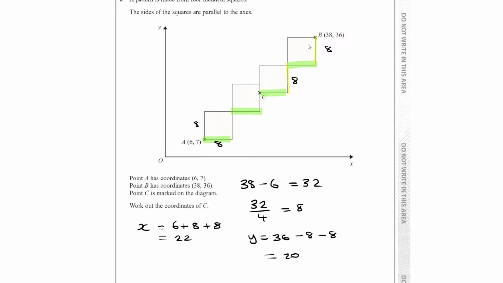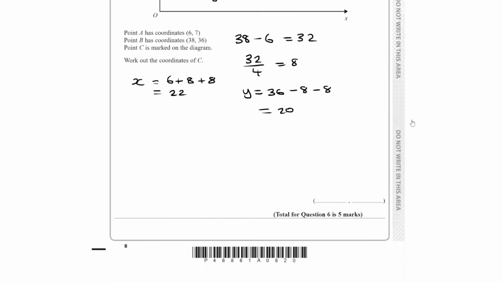So for the y one you do have to start from this side, because otherwise you don't know what the overlap is going up. So scroll down. You should get 22, 20. Yeah, 22, 20 exactly. Bit of a random one, this one. 5 marks is quite a lot of marks, but it's not necessarily a repeated topic. It's just general coordinate geometry, isn't it?